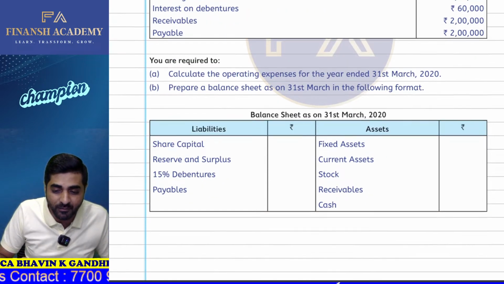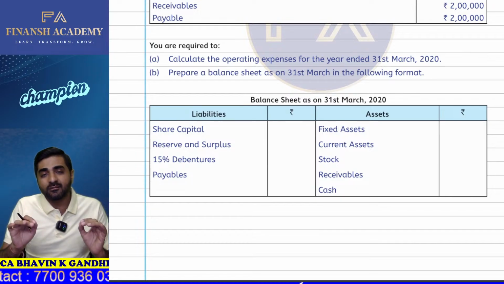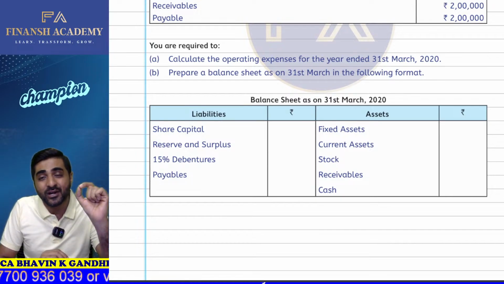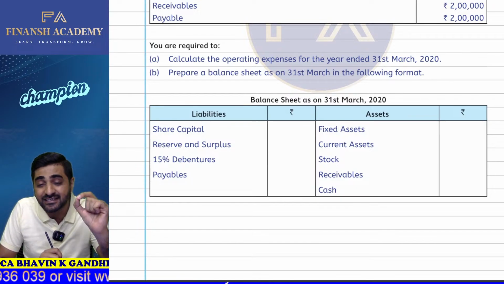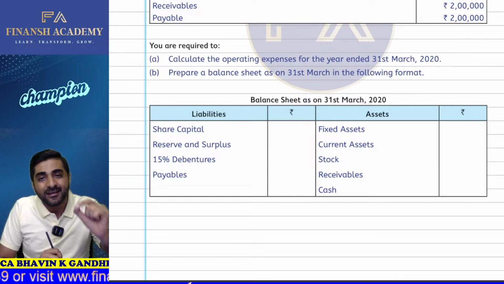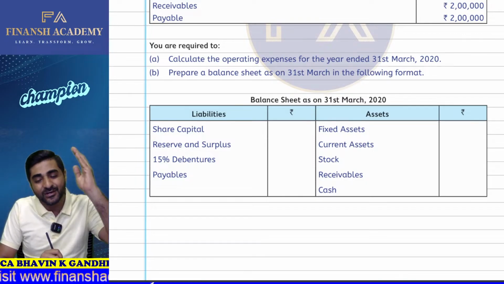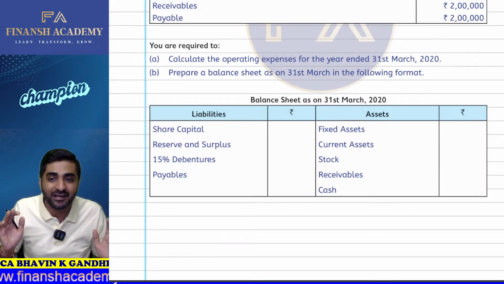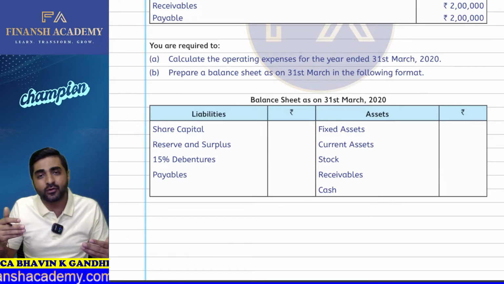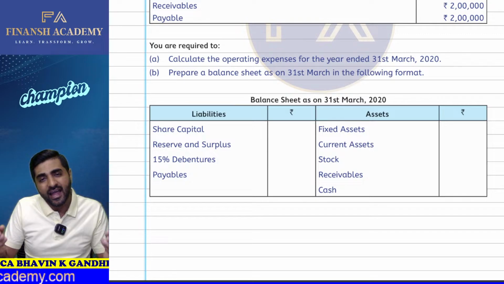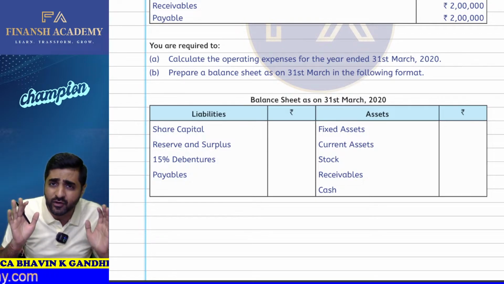So they have given you the format. The best part is, in this particular question, do we have the face of your balance sheet available? Come on, yes or no? Yes, sir. We have the face of the balance sheet available. So what do we have to do? We just have to calculate the figures and then substitute them in this particular balance sheet.